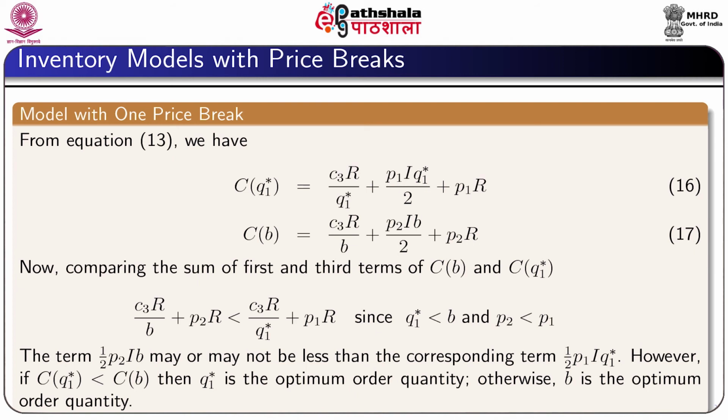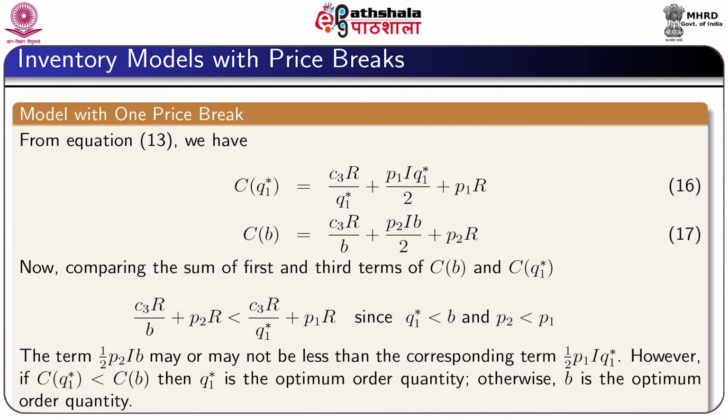From equation 13, we find that C(Q1*) = C3R/Q1* + P1IQ1*/2 + P1R, and similarly we can get C(B) = C3R/B + P2IB/2 + P2R. Now, if we compare equations 6 and 7, then we find that C3R/B + P2R is less than C3R/Q1* + P1R, since Q1* is less than B and P2 is less than P1.